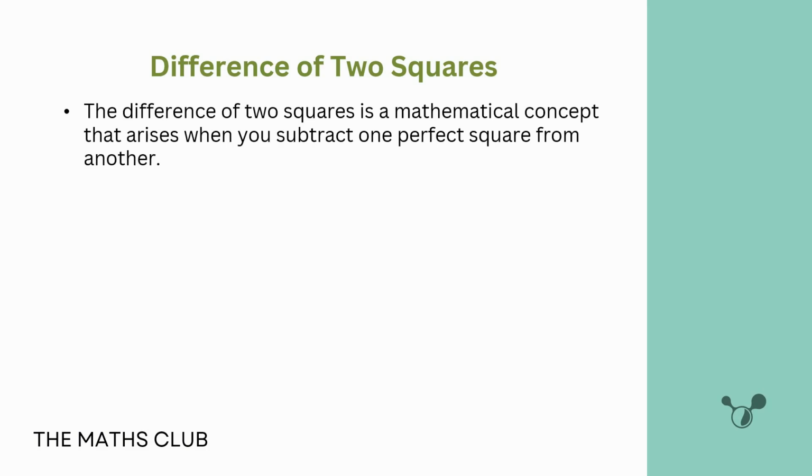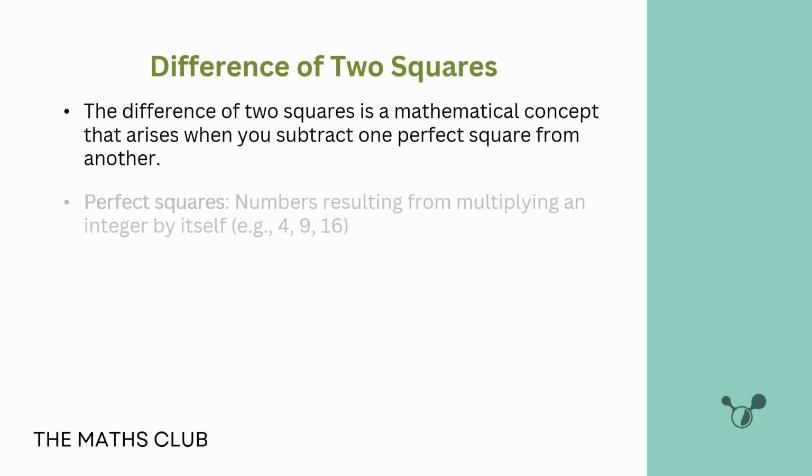When you have difference of two squares, it just tells me that there's something that is a square, there's also something again that is a square, and a minus in it. So difference of two squares is a mathematical concept that arises when you subtract one perfect square from another. What are perfect squares? Perfect squares are numbers that result from multiplying an integer by itself. So minus 2 times minus 2 will give you 4. 2 times 2 will give you 4. 3 times 3 will give you 9. So you must multiply an integer, whether negative or positive, by itself.